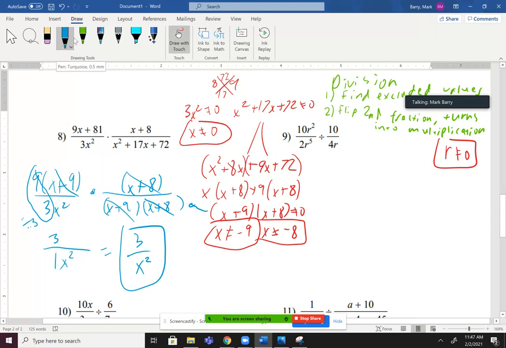So I'm going to keep the first fraction the same. And then I'm going to flip the second fraction. And once I flip that second fraction, the division turns into multiplication. Oh, I messed up here. That should be 2r to the 5th.